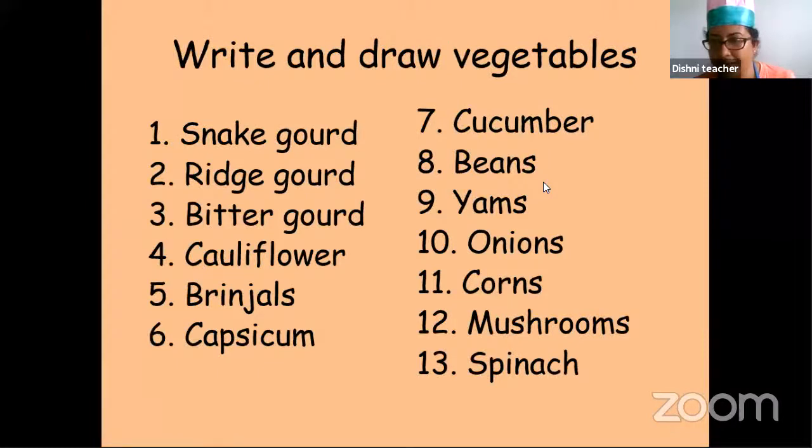Now children, please take out your writing books and write these 13 names. Hurry up. You have to draw pictures too, like those. Write quickly, we have to move to the workbook also. Write these names and keep some space. After that you have to draw pictures at home. If you can't write this, you have to get a snapshot, a screenshot, and keep it.